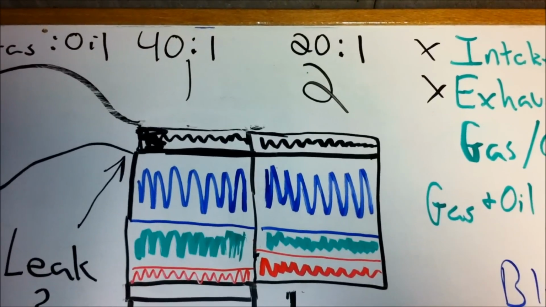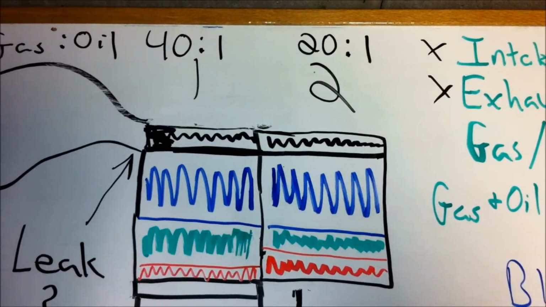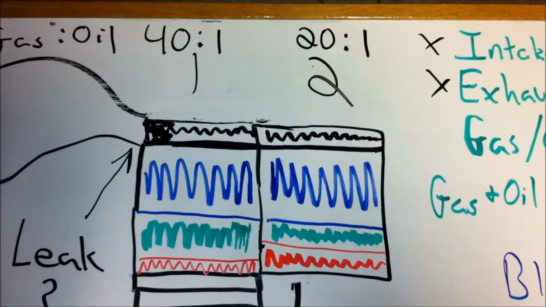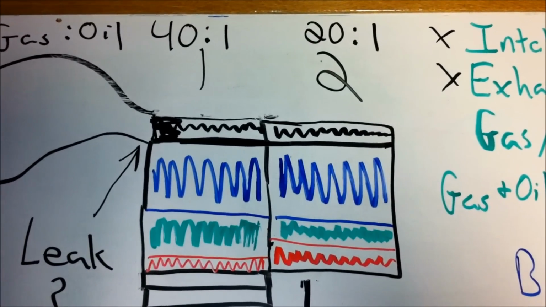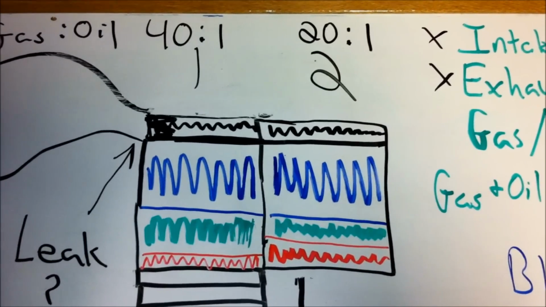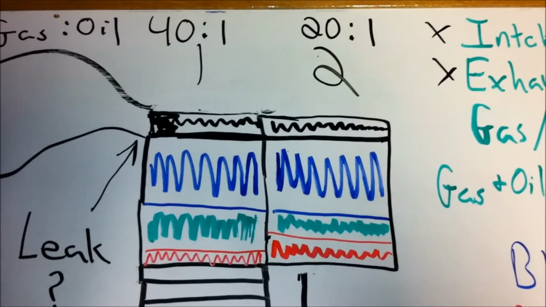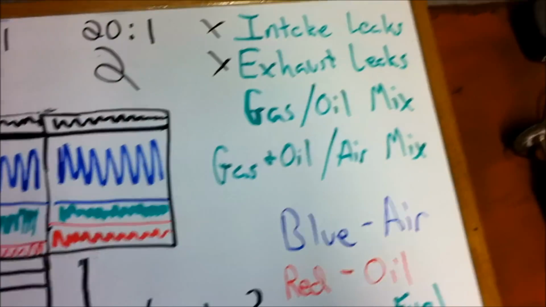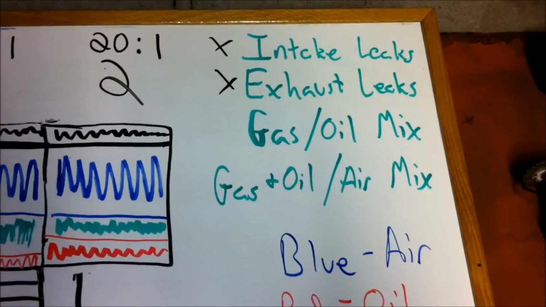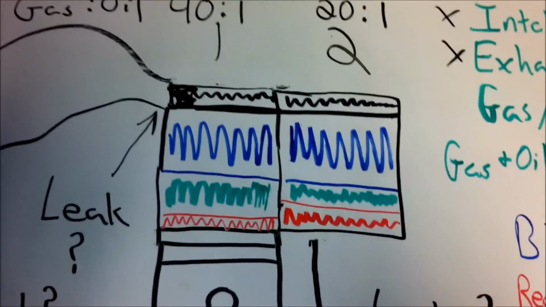So if you set up an engine to run 40:1, run the jetting, everything, and then somebody tells you, oh, well, 20:1's better. Well, then you switch over to 20:1, so you have twice as much oil, which means you have that much less gas, which technically puts you on the lean side under the gas-oil-air mix ratio because you have less gas.